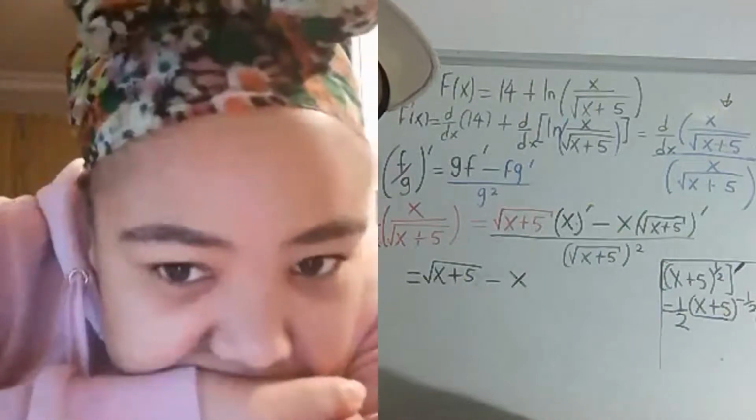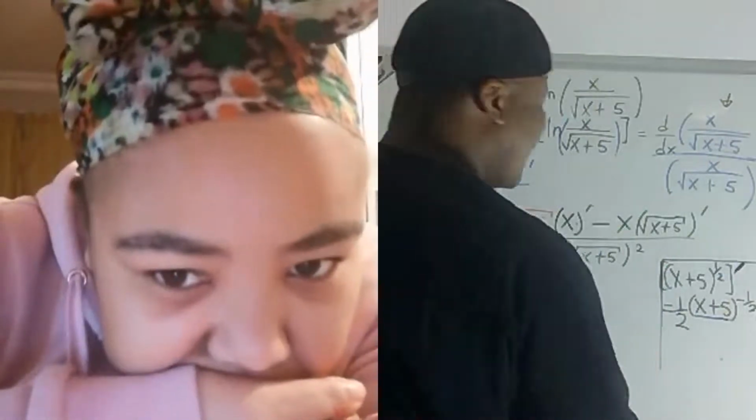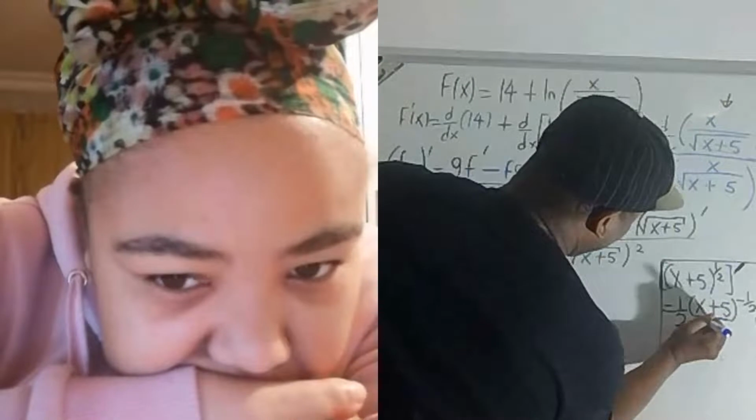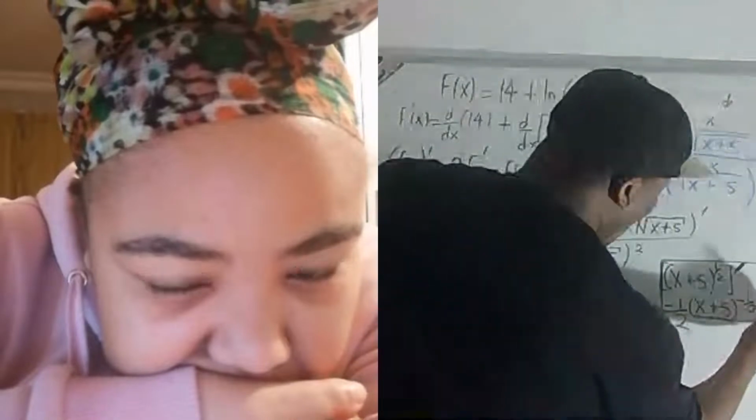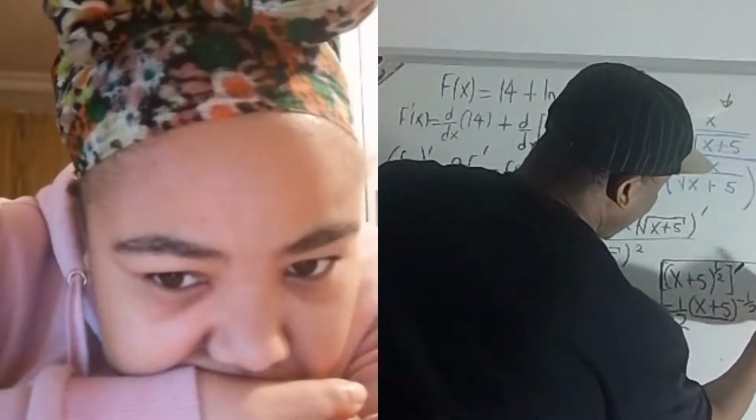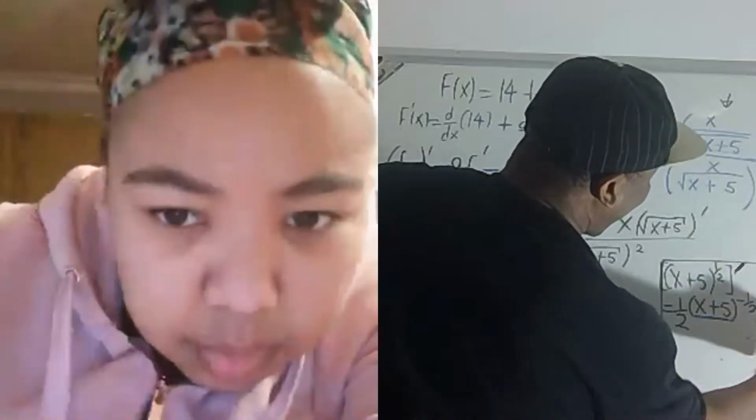Remember, whenever you have a bracket, you choose the one thing, and then after, we differentiate what we have here. When you differentiate x, you get 1. When you differentiate 5, you get what? 0. So this is like a 1.